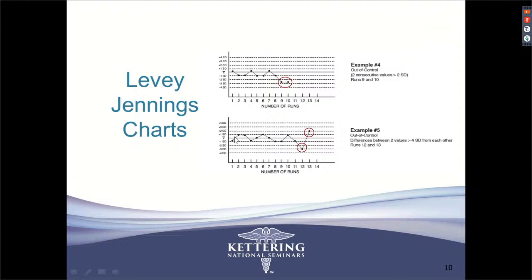The last one here, we've got a situation where you have everything in control, but then you come down here, it's at a -3 standard deviation, and then up here is a +2 standard deviation. So the difference between these two is greater than 4 standard deviations. And because you have the difference between those of greater than 4, that means that this analyzer or this electrode is not working either, and you cannot trust that analyzer.